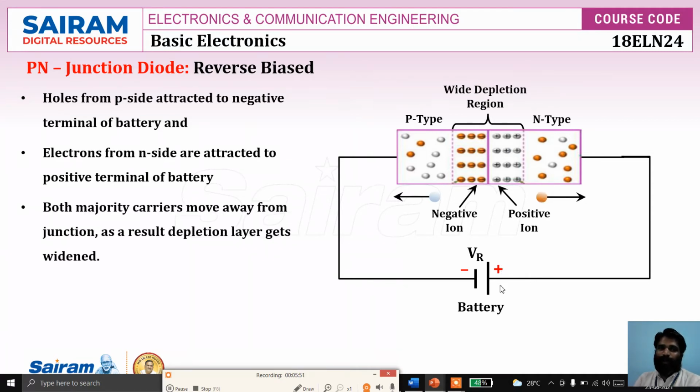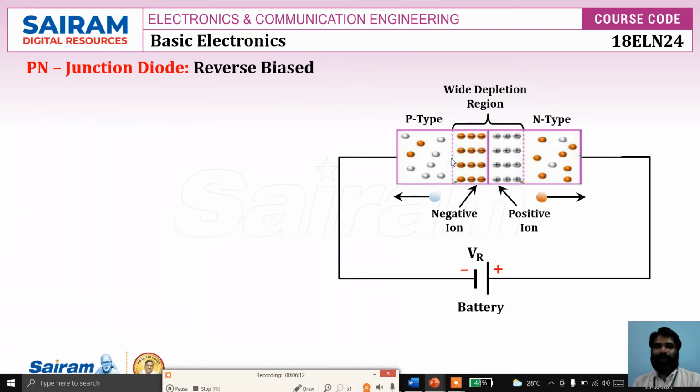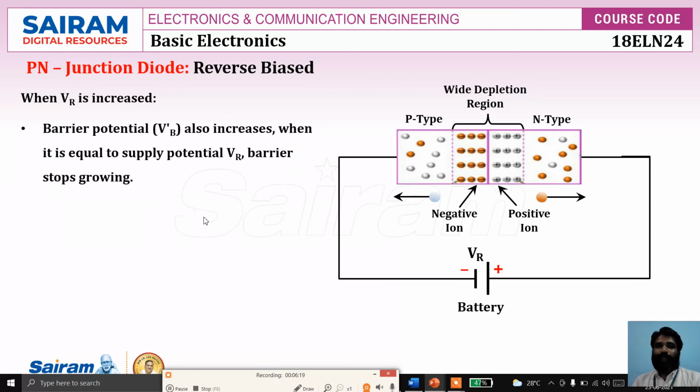That means both majority charge carriers move away from the junction. As a result, the depletion layer gets widened. So the wider the depletion region, the greater the difference in potential across the junction. I mean, the potential barrier increases. So when you increase the reverse voltage, VR, which is called the reverse voltage, the barrier potential also increases. I mean, the depletion region also increases.